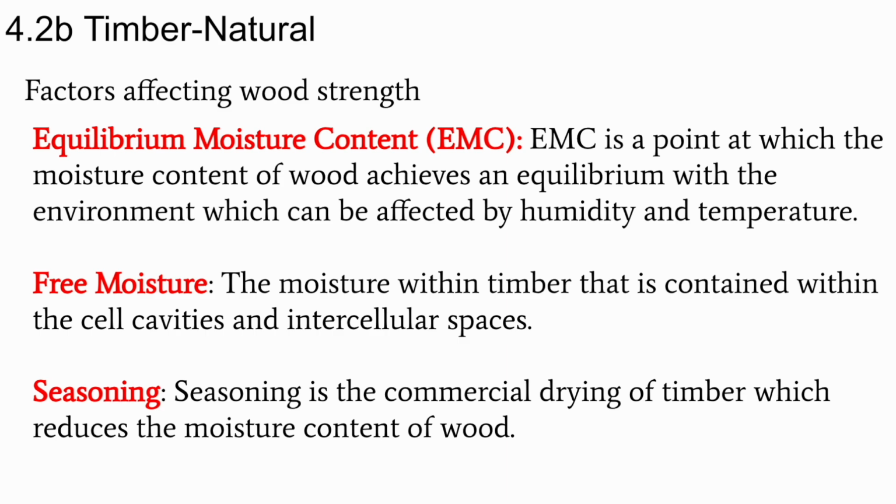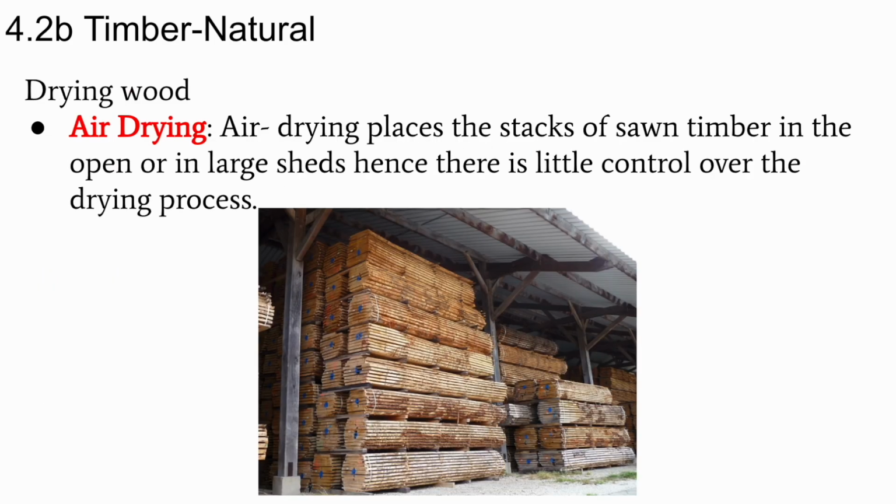Free moisture is the moisture within timber that is contained within the cell cavities and the intercellular spaces. Seasoning is the commercial drying of timber, which reduces the moisture content of wood. And you want to do this so that you don't get dry rot. Now, there's a few ways that we do this. One of them is just to air dry. So air drying places the stacks of sawn timber in an open or in large sheds, hence there's little control over the drying process. So essentially you just kind of stick it underneath a roof outside and it dries naturally.